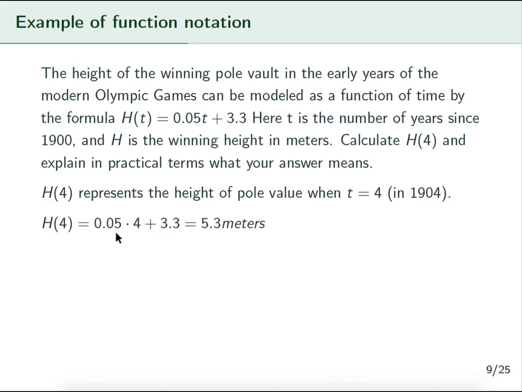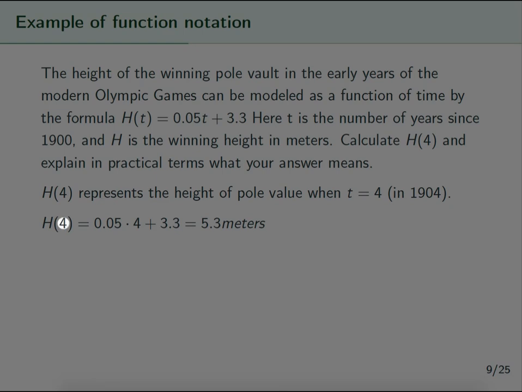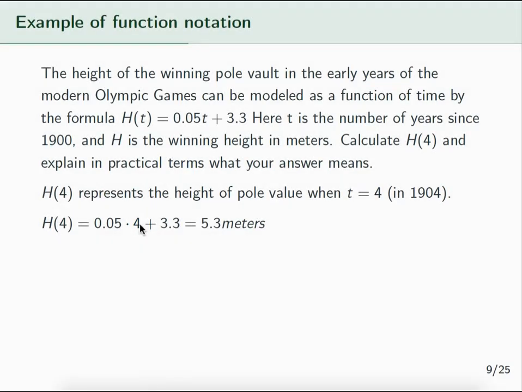Then, in order to calculate, we insert 4 as the input quantity. In the equation, the t was here, so instead of t we put 4. Then we get 5.5 meters. So in practical terms, the winning pole height in 1904 was 5.5 meters. A function can be used to calculate the output quantity for a given input quantity, and it can also be used to communicate information, as you can see here.